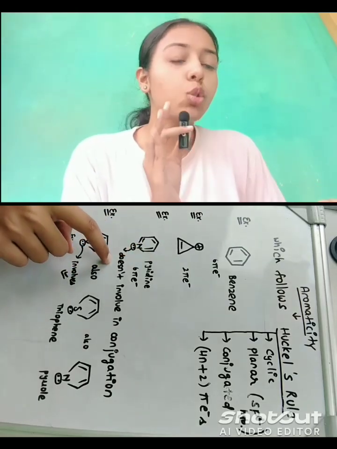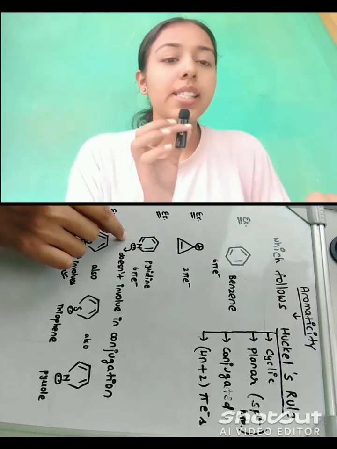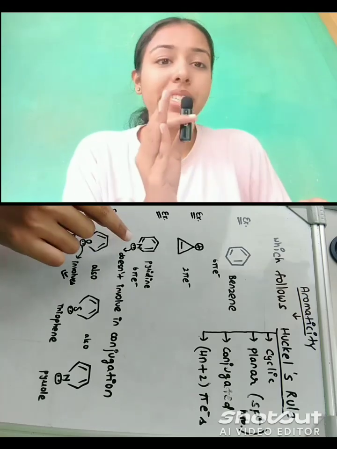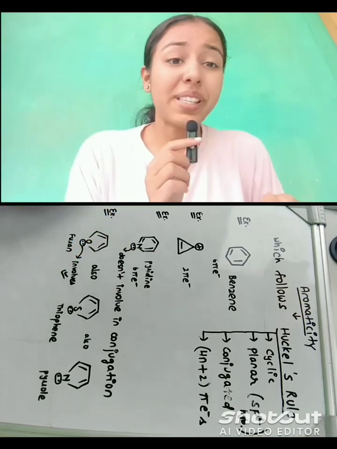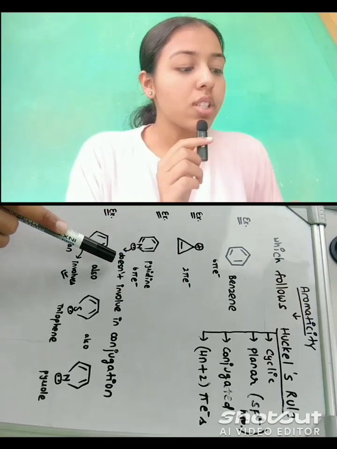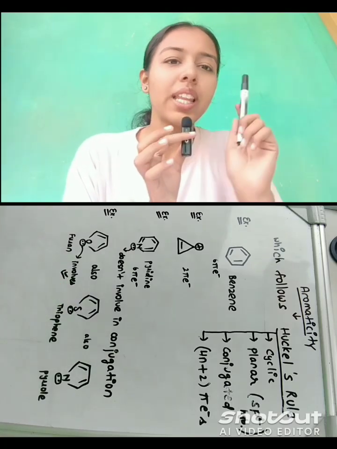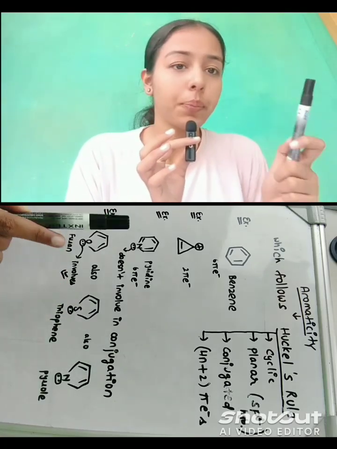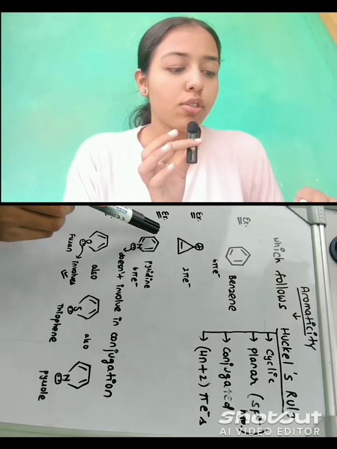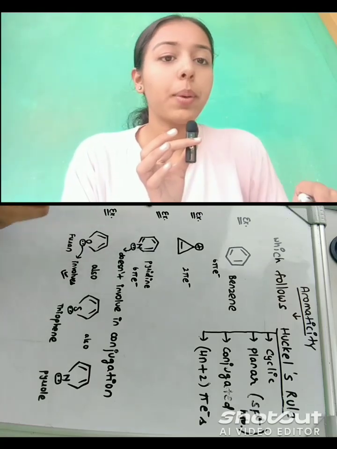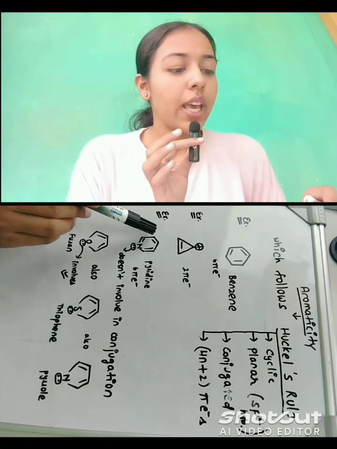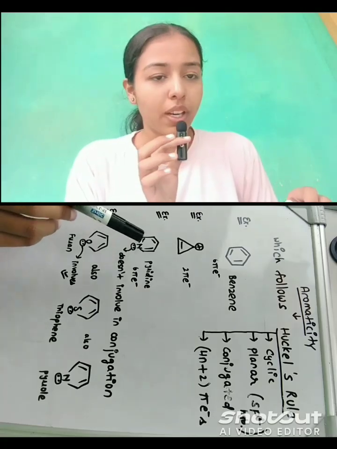Now, coming to pyridine. Pyridine has 6 pi electrons. Now, you'll be saying that these electrons... Basically, these electrons don't get involved in conjugation, so we don't include them, and this is something you have to remember. So it has 3 pi bonds, and 3 pi bonds means 6 pi electrons. It is also cyclic and also planar.